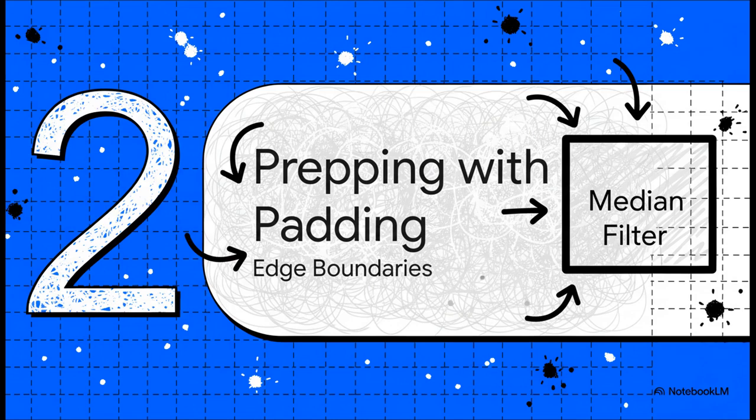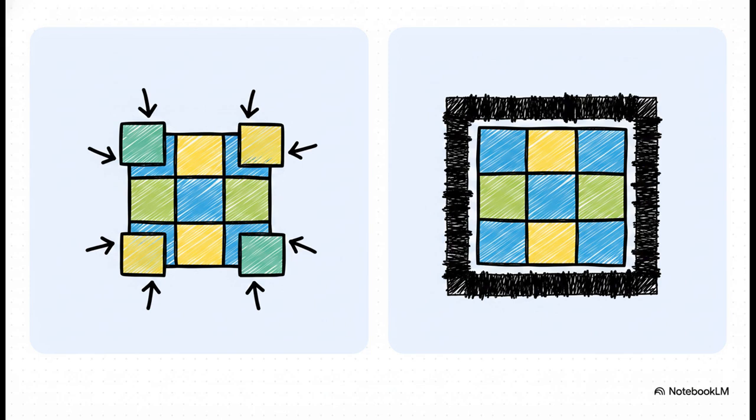Which brings us to section 2, prepping images with padding. Before we can unleash our median filter, we have a tiny logistical problem to solve with the image boundaries. Think about it. A filter needs to look at a pixel and all its immediate surrounding neighbors. But what happens when your filter hits the absolute top left corner of an image? Boom, you run out of data. Half your filter is just hanging off the edge into nothingness. Since those edge pixels need a full neighborhood to be calculated properly, we literally have to build an artificial boundary around the picture first. Our sources highlight 2 main ways to solve this boundary problem.